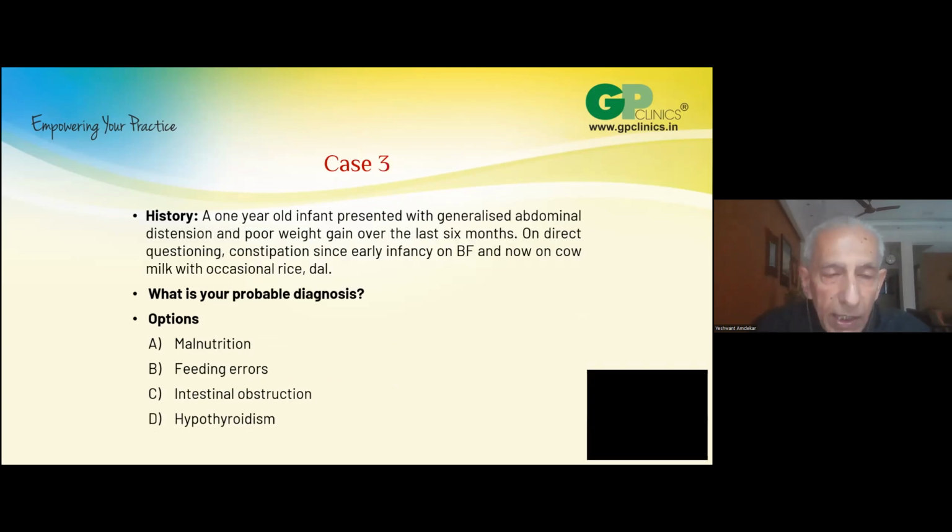Now, the next case is a young child, a year old. This infant presented with generalized abdominal distension and poor weight gain over the last 6 months. So, this complaint of generalized abdominal distension and losing weight has been going on for a long time. On direct questioning, constipation started even earlier than that.